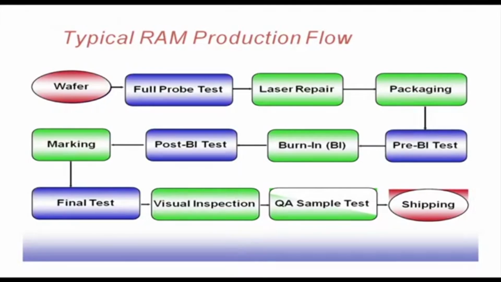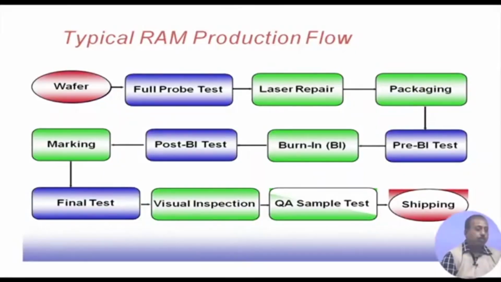So, the typical memory production flow, or the RAM production flow, is like this. First we start with the wafer. At the wafer level we do a full probe test, and then if some defects are found, we do some laser repairing, something that is corrected locally, and then it goes to packaging. After packaging we do some tests again, which is known as the pre-burn-in test, pre-BI test. Some patterns will be written and read back, and we see whether they have been done properly or not.